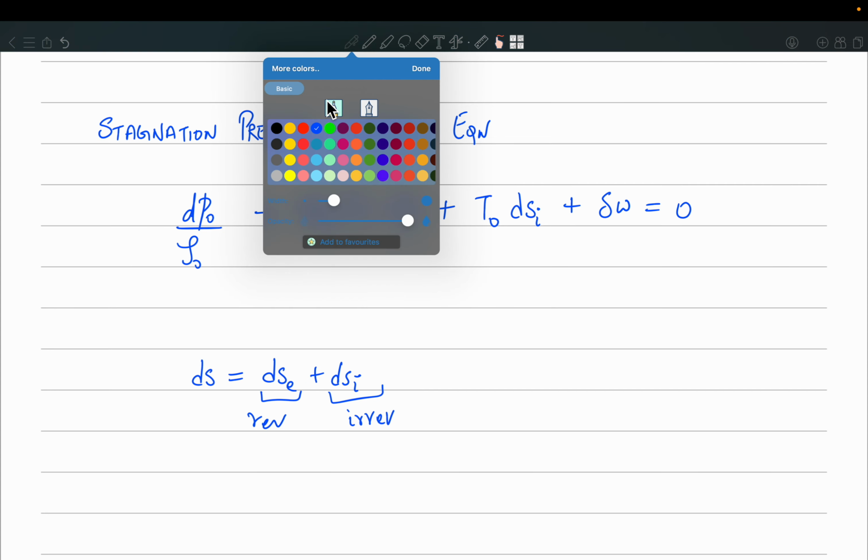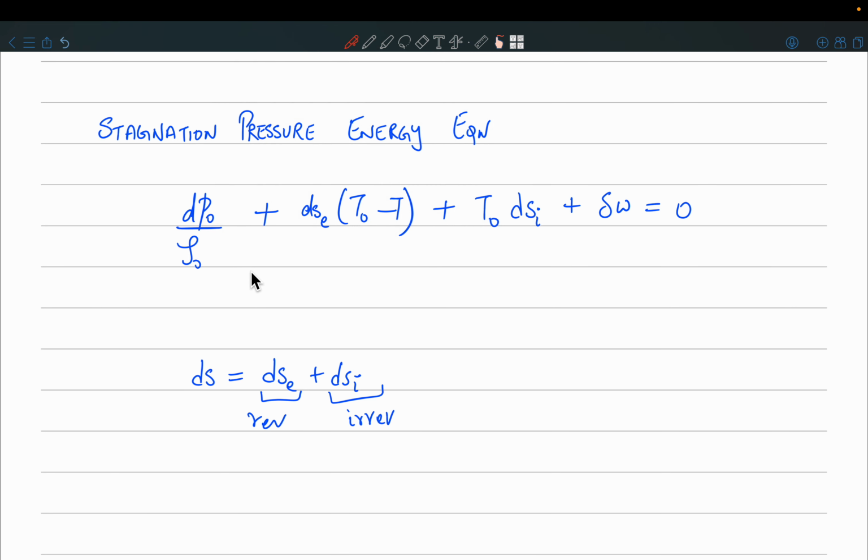Have you seen this before? No. Okay, so what this equation says, if you see very carefully, it is relating the stagnation quantities. The first thing is any change in the stagnation pressure related to the stagnation density, right? So this is a change in the stagnation pressure.